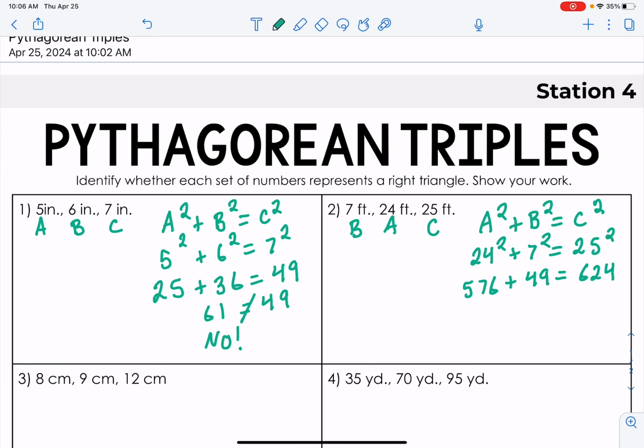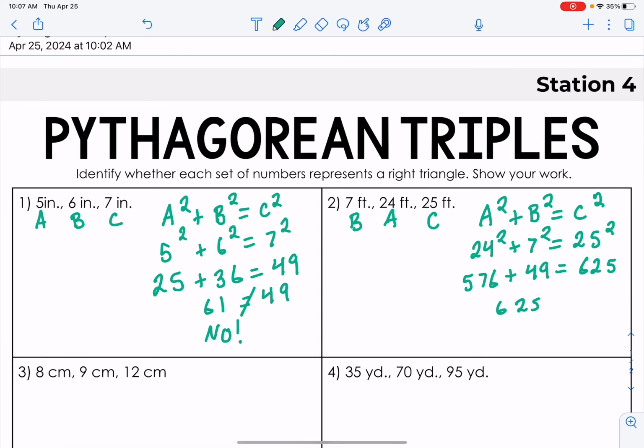My last step is going to be to add together my 576 plus my 49, and that's going to give me 625. Oops, I wrote the wrong number up here. 25 times 25 is 625. Apologize. All right, so then when I add those together, I get 625, which is the same as what it is on the other side. And whenever you get a true statement after plugging numbers into the Pythagorean theorem, that means that yes, it is a right triangle. Go ahead and do the rest of the problems.